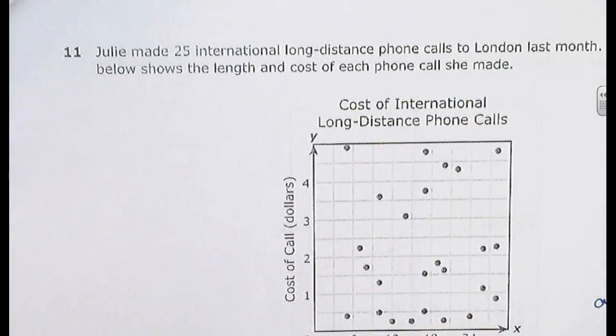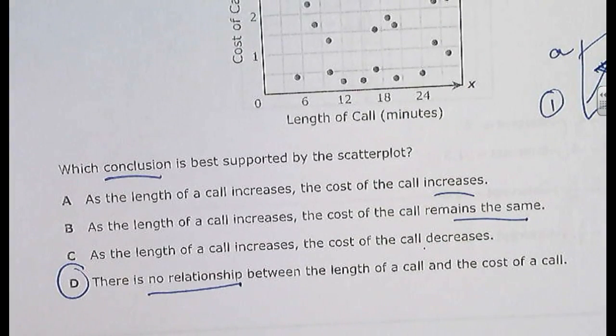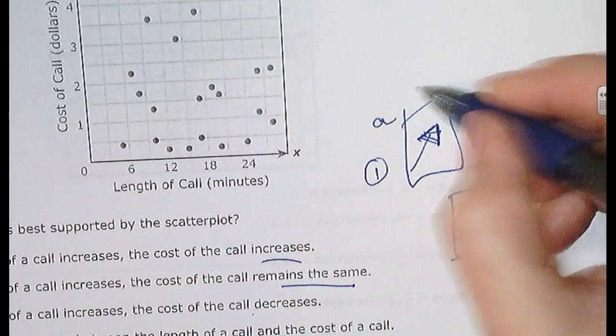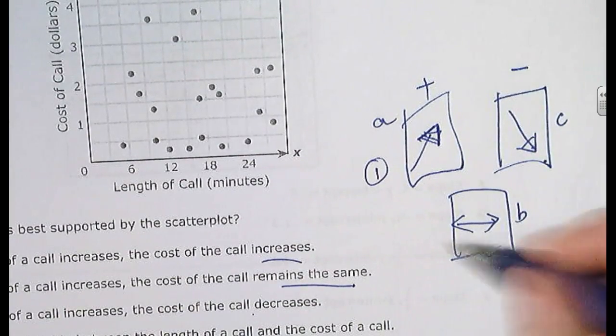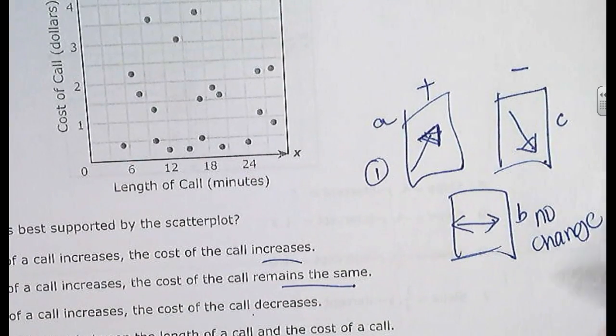Question 11, lovely scatter plot. It even says so right there, scatter plot. Now, over here it says, what conclusion do you know about a scatter plot? Well, my number one would be, this is what I know. If it goes up, it's positive. If it goes down, it's negative. If it goes left and right, there's no change. So if it's no change, it's the same.